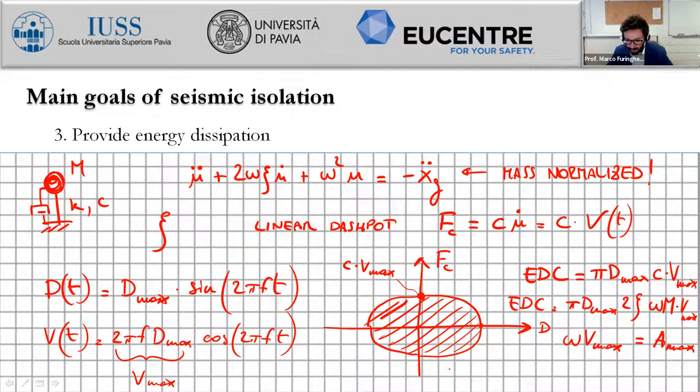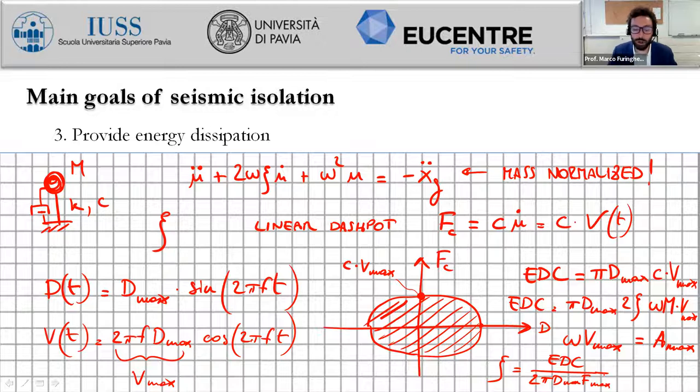So what we can compute is EDC equal to 2 pi C D max F max. And this is what we use for the computation of the equivalent viscous damping for a given technology of seismic isolation, because then we can collect Xi. I just erase because I don't have too much space. So the final expression that we will use is Xi equal to the ratio between the energy dissipated per cycle and 2 pi times maximum displacement and maximum force.